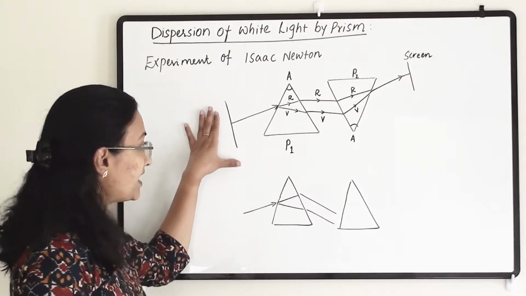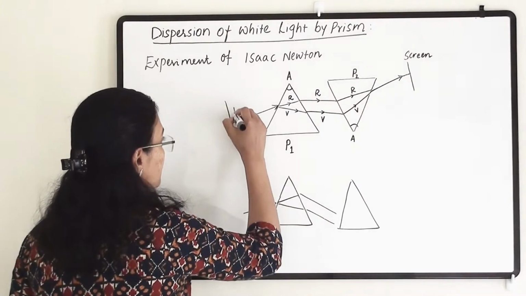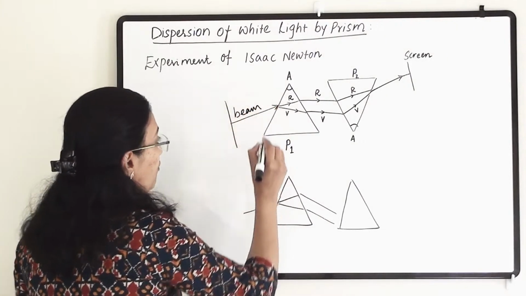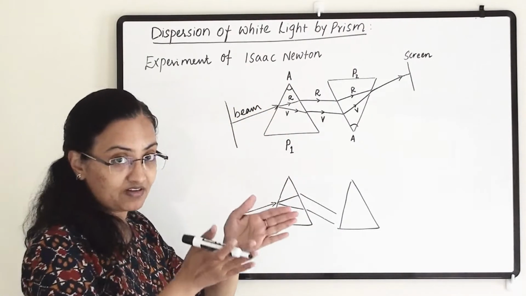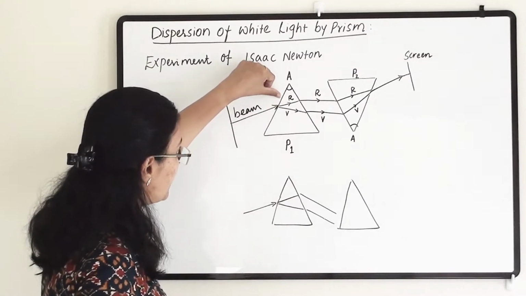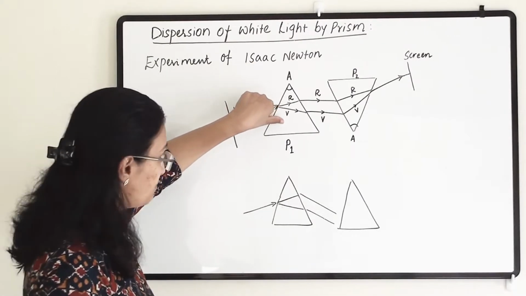Whatever white light or light beam was falling on the first prism was splitting into 7 different colors, starting from red till the last one, which was violet.